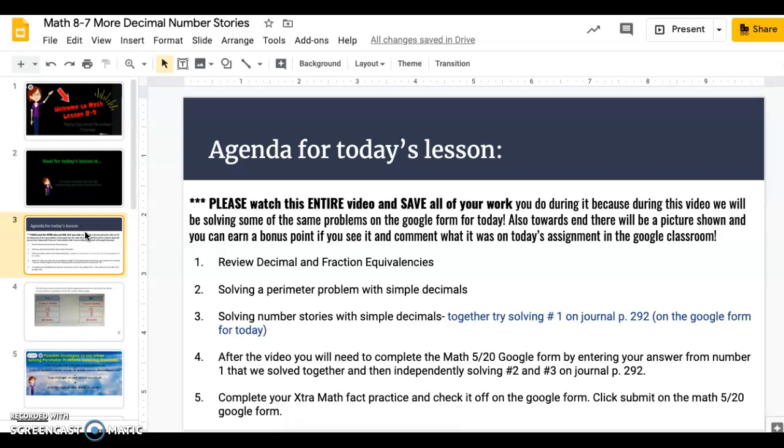Next, we'll work on solving number stories with simple decimals, and we'll do that by trying number 1 on journal page 292 specifically together. That is the journal page that's on your Google form assignment. So like I said, we'll be doing number 1 together during the video.